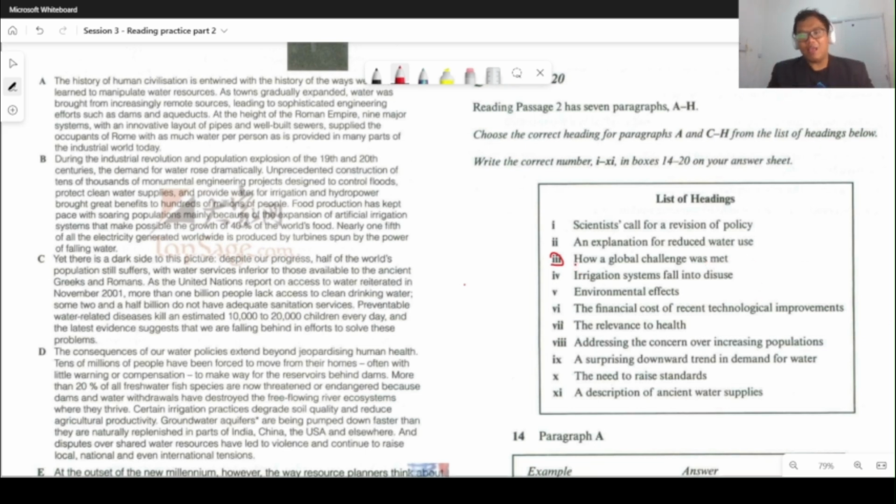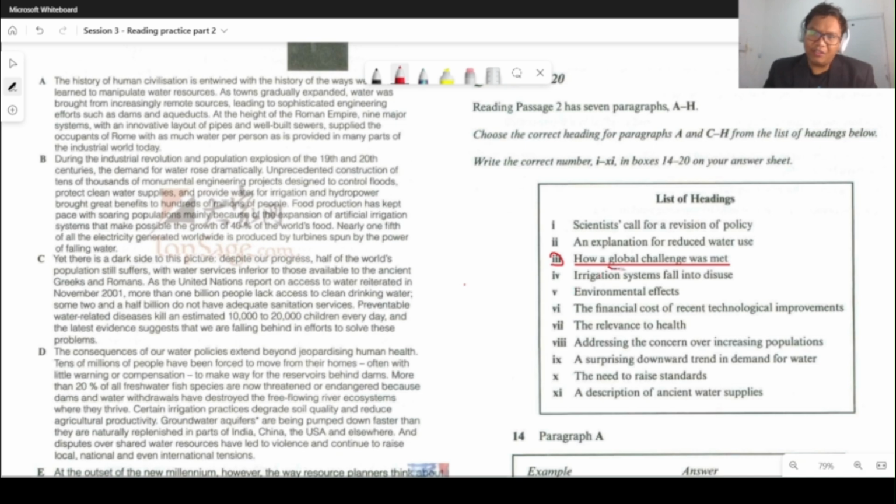We can see that the heading for paragraph B is how a global challenge was met. Now, one of the things that I constantly mention is lexical resource, your ability to know a lot of synonyms and identify keywords. So it's the same trick here. You have to see what words are being used in that heading. So the most obvious one is the word global.